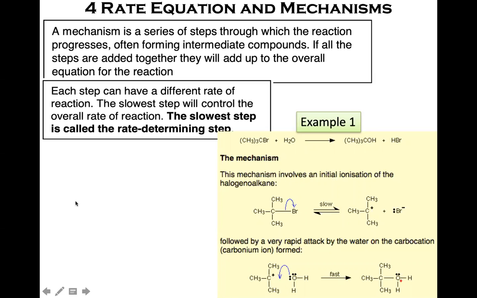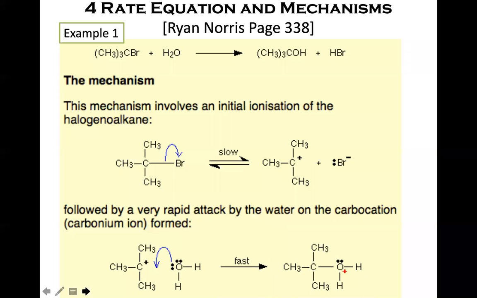But anyway, back to this mechanism. The rate of a particular reaction depends on the rate determining step. It depends on the slowest step in that process. Okay, next. So this is just a bigger version of that SN1 mechanism.